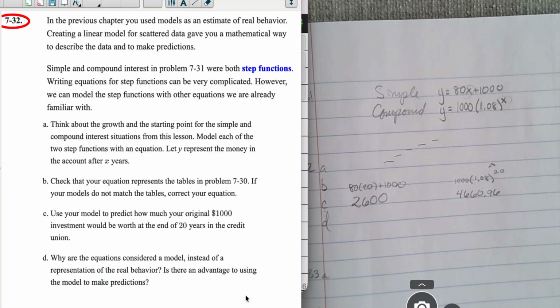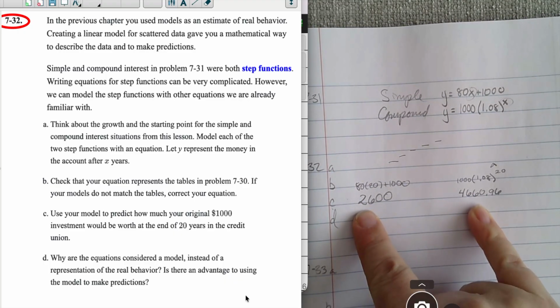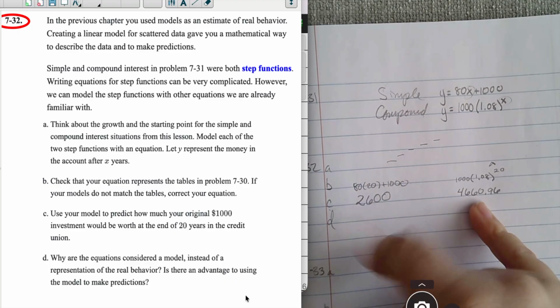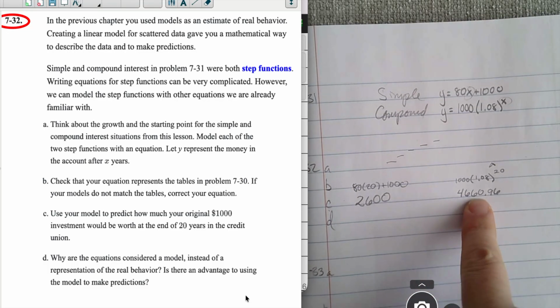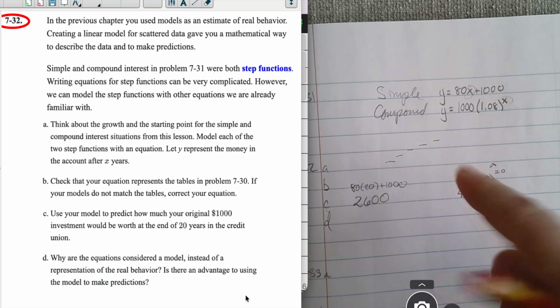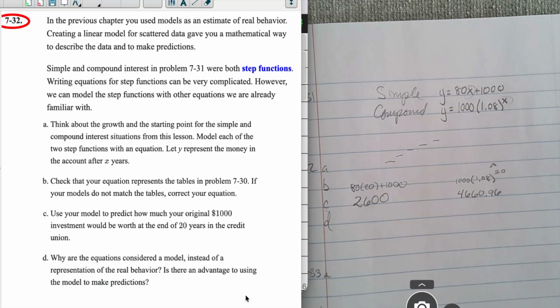On this side, I get $4,660.96. Notice the crazy difference in the amount of money you have when we're talking about compound interest versus simple interest. Again, it's just because this account is giving you interest based on the other money that's in the account that you didn't actually put in there, the interest that you got.